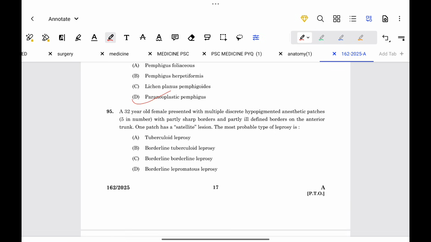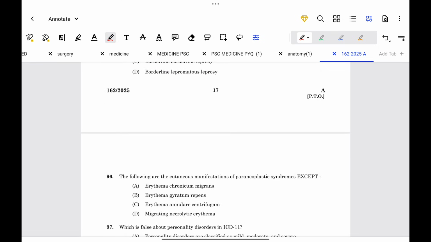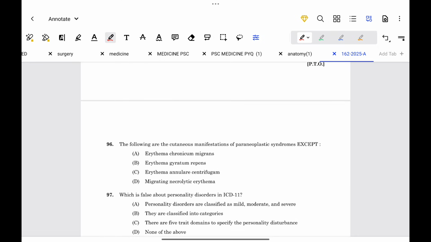A 32-year-old female with multiple discrete hypopigmented patches, five in number, with partly sharp borders and partly ill-defined borders on the anterior trunk. One patch has a satellite lesion. So from this satellite lesion we can understand the answer is borderline tuberculoid. It is seen in borderline tuberculoid. The following are cutaneous manifestations of paraneoplastic syndrome except erythema chronicum migrans.